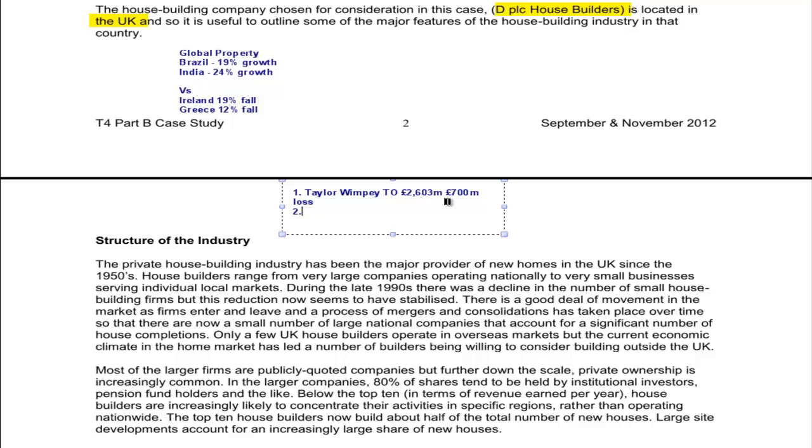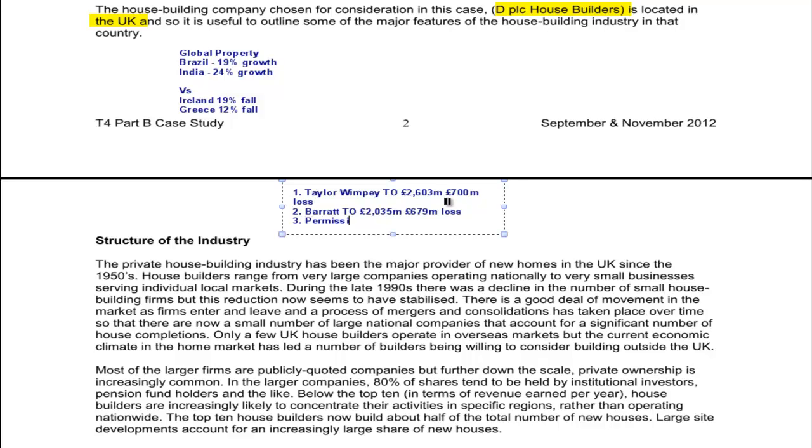Let's have a look at our second biggest player then. The second biggest player in the UK is Barratt, and Barratt's turnover is not dissimilar from Taylor Wimpey's: 2,035 million with a 679 million loss again. So two companies in very, very difficult situations because of the squeeze of margins, the reduced market prices, the higher prices of materials and so on. They're finding it very, very difficult in current conditions.